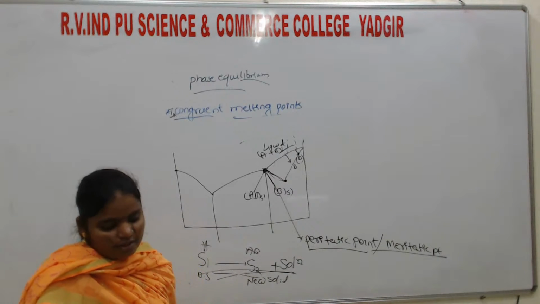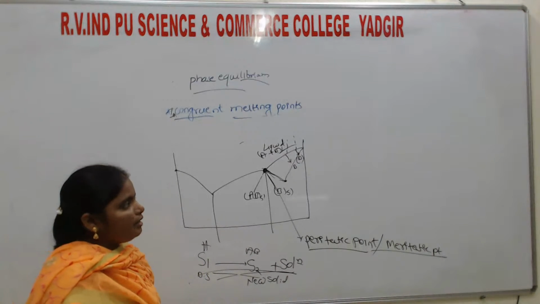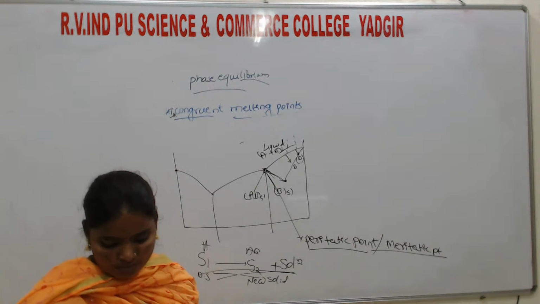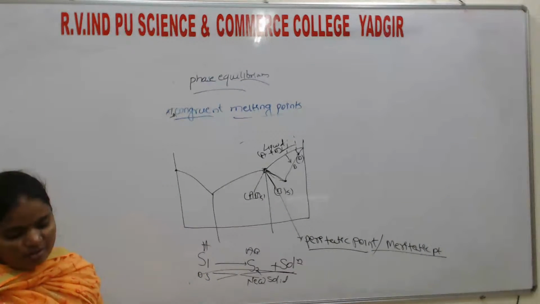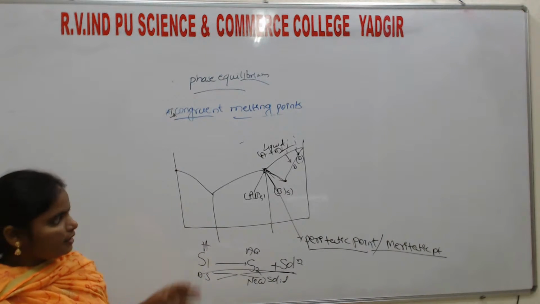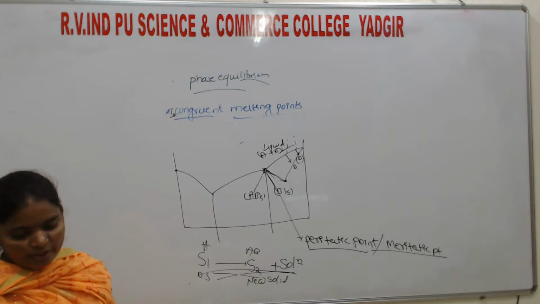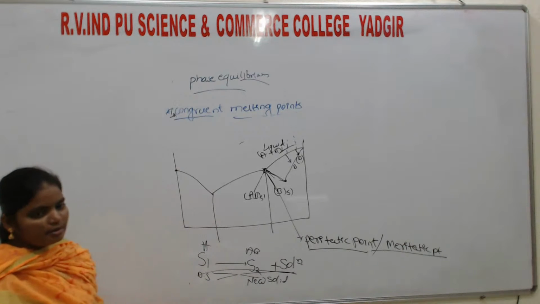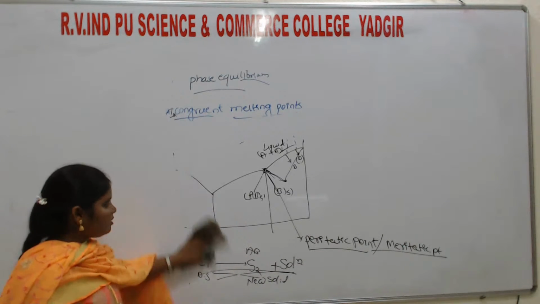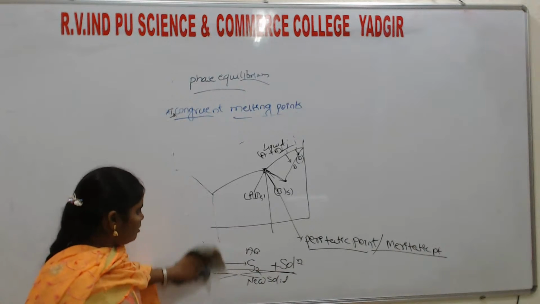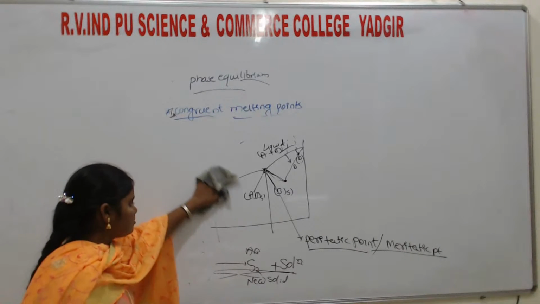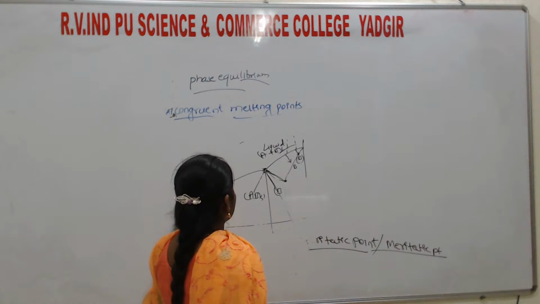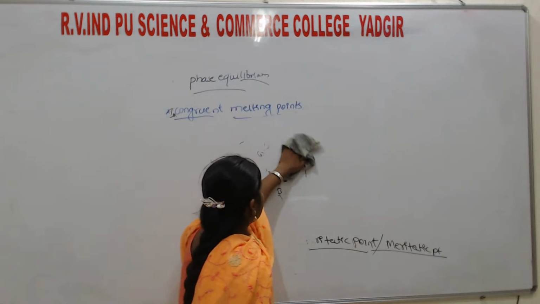Such a compound is said to have an incongruent melting point. A different solid is formed, and that solid compound is known as having an incongruent melting point. As I told you, examples are picric acid and benzene, and in your syllabus, the sodium and potassium system. This is the concept of congruent and incongruent melting point.